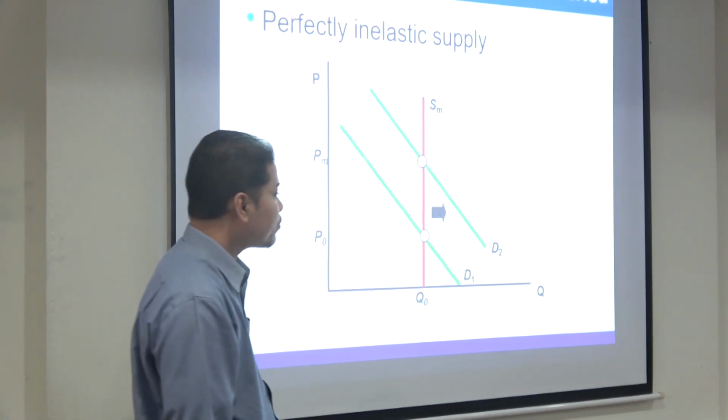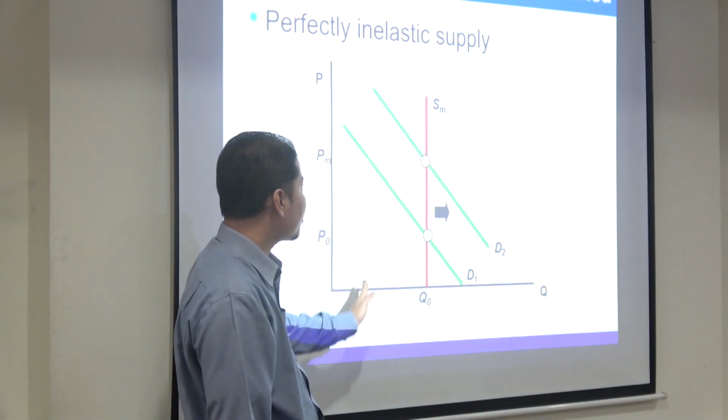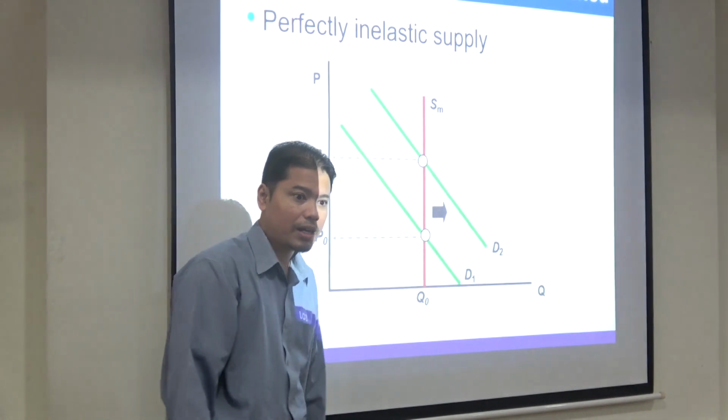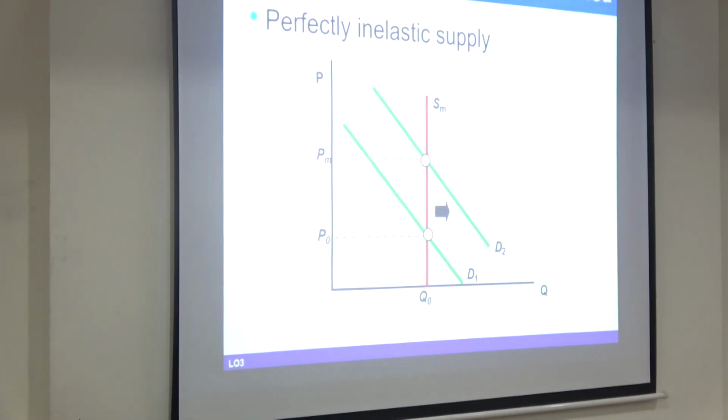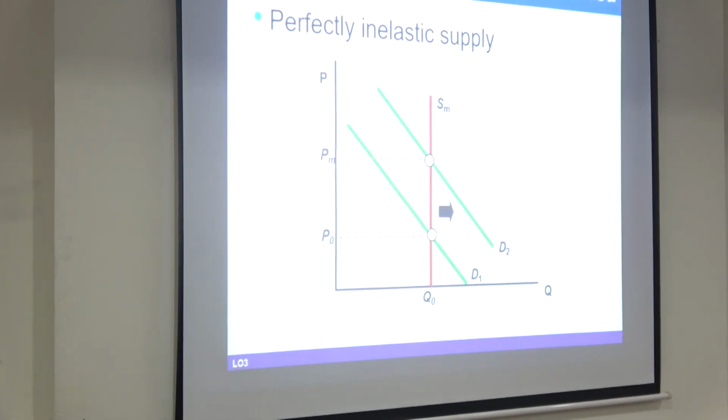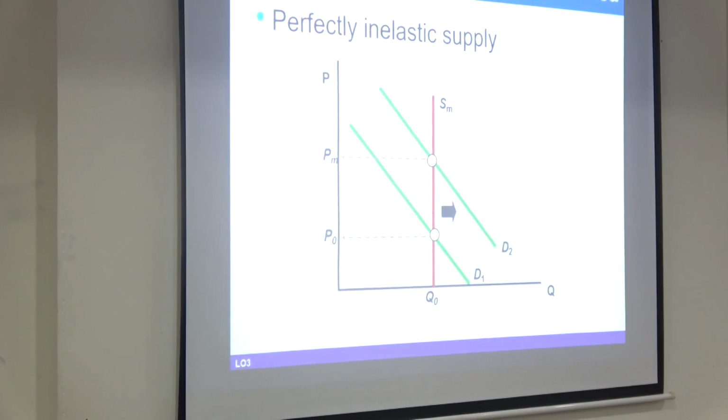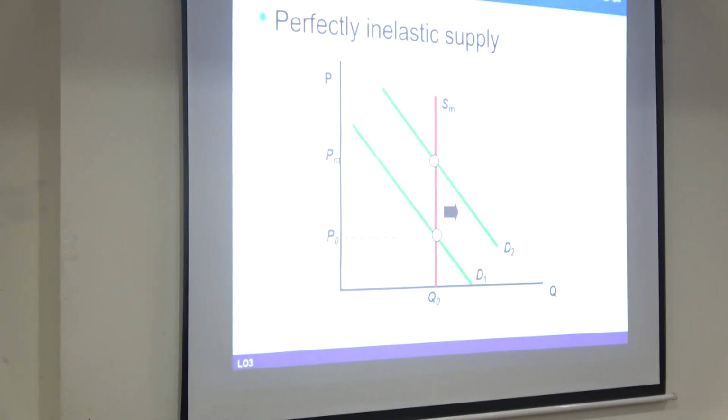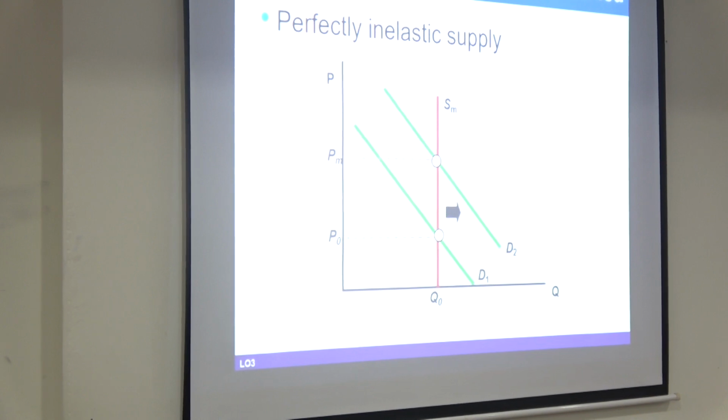So because of that, the supply curve is perfectly vertical in the market period. The farmer cannot make any changes to the production process and therefore cannot make any changes to the quantity of output that he produced.